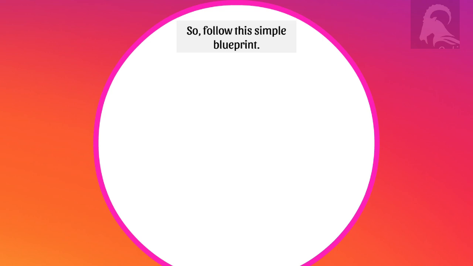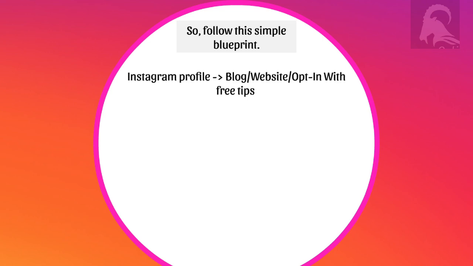So here's a basic blueprint that you can follow. From the Instagram profile, I recommend that you direct them to either a blog, your website, or an opt-in with free tips. So you're still trying to build their trust. There's still semi-cold traffic. If you send them to a blog with more content, more free information, then that's going to gain their trust. They're more likely to want more, right? Or if you're a brand, you can send them directly to your website and they can buy the products.